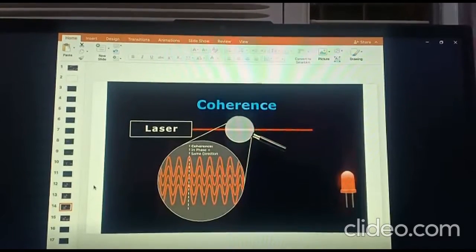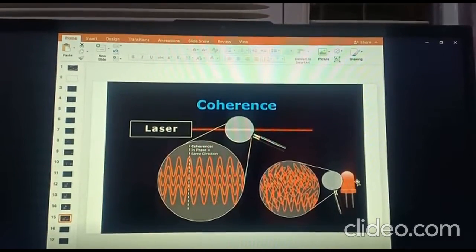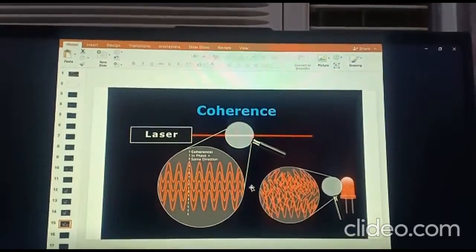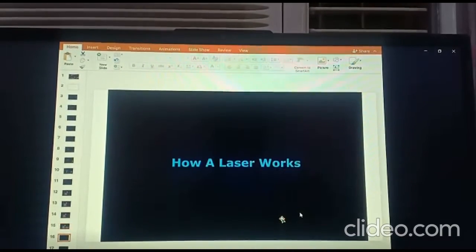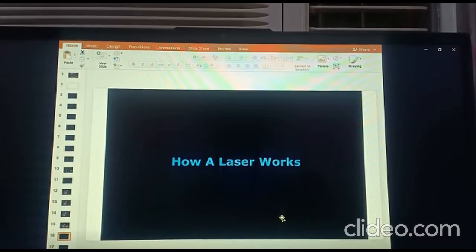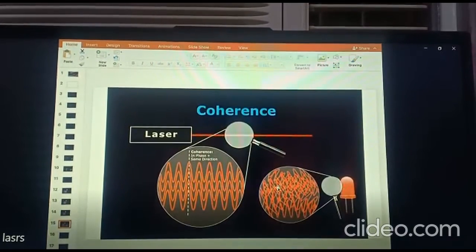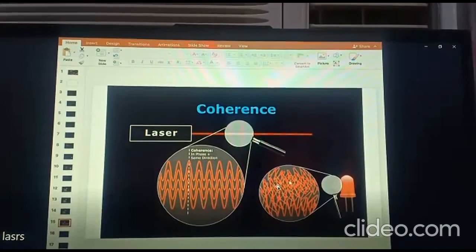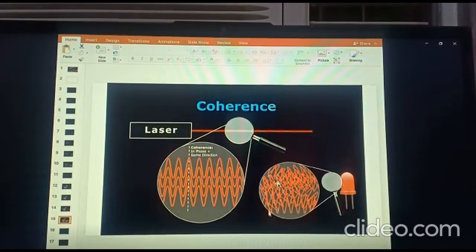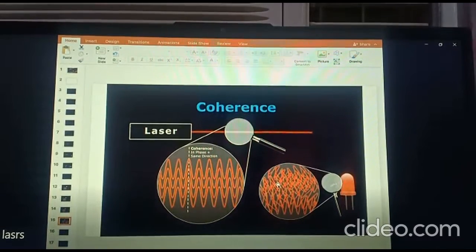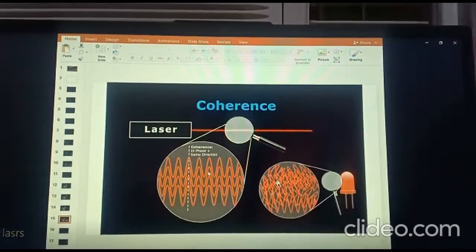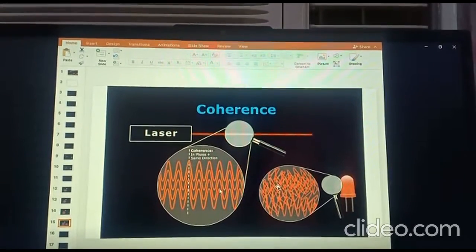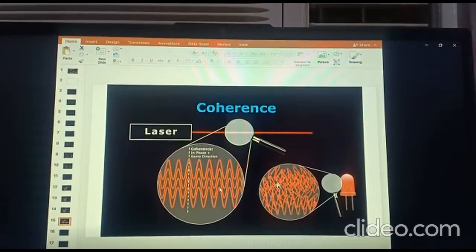Now we will come to the second property, that is coherence. All the waves are in the same direction. That means they are in phase and in the same direction. But for an LED it is very much different; the light is not coherent. The second property is not valid for an LED, but for a laser all the waves are in the same phase, thus in the same direction. That means they are coherent.